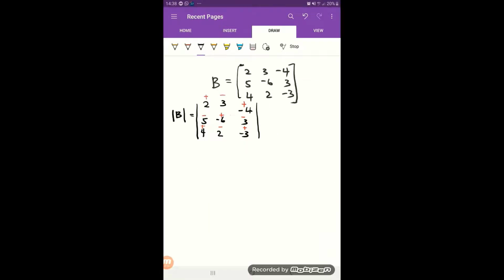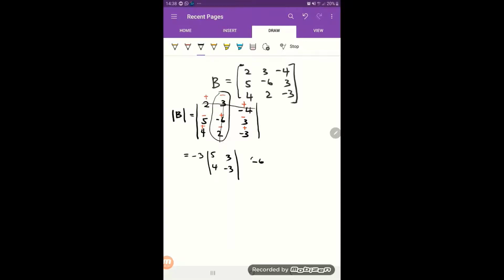For example, we choose the second column. The first element of the second column is 3. The sign of 3 is negative. So this is the second column here. We start with negative 3, and then delete the first row and the second column here. The numbers not deleted are 5, 3, 4, negative 3.